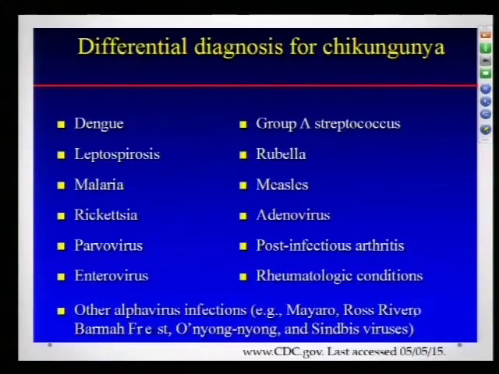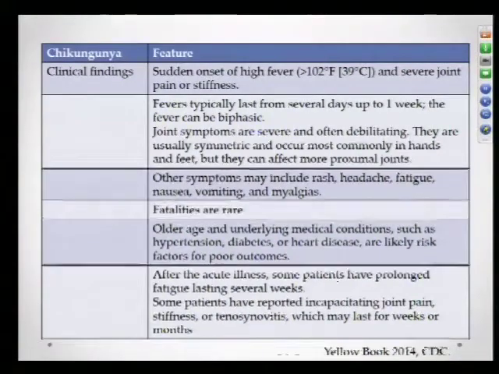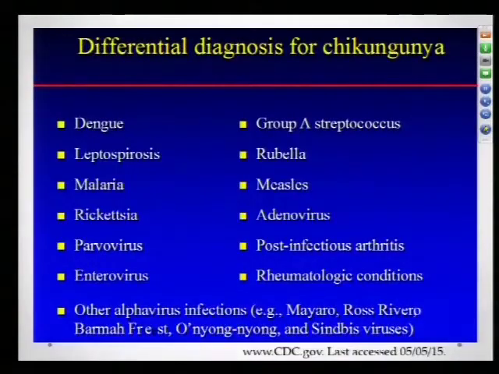leptospirosis, with the bacterial exposure to urine material from either rats or canines and so on, malaria, rickettsia. Amongst the viruses, I've found that there are some unpronounceable names like O'nyong-nyong, Mayaro. God, I don't know where these things come from, but these are all in your differential diagnosis.